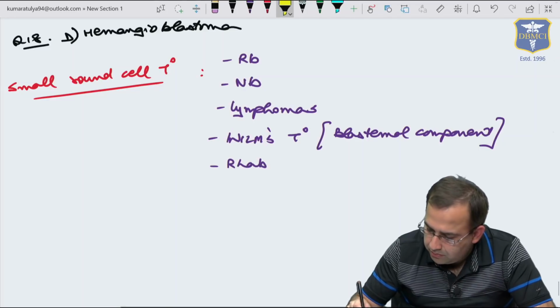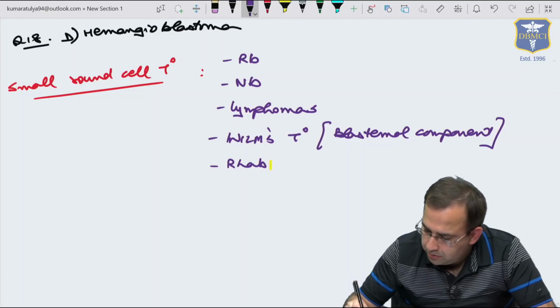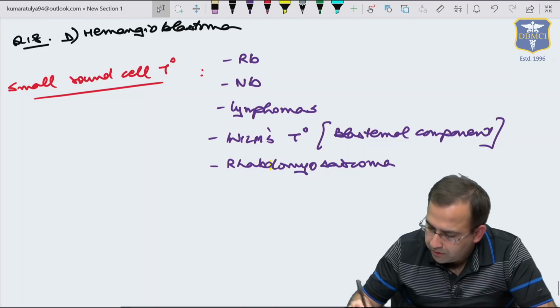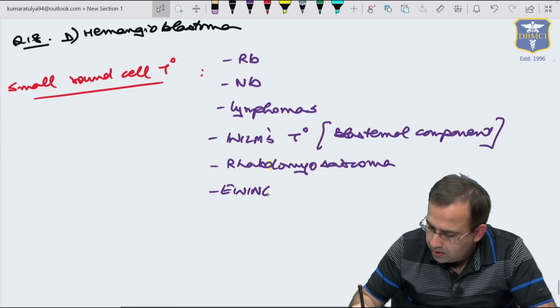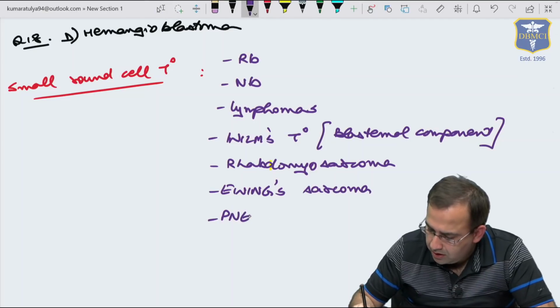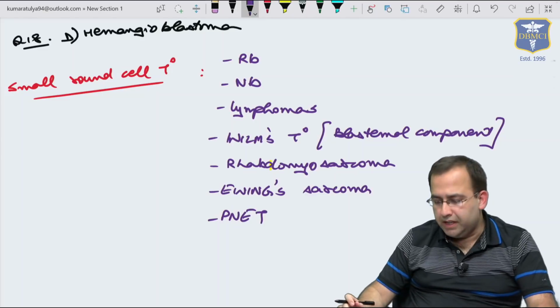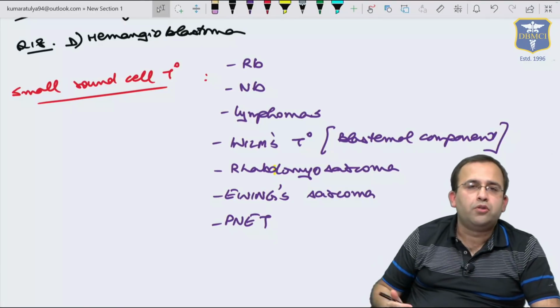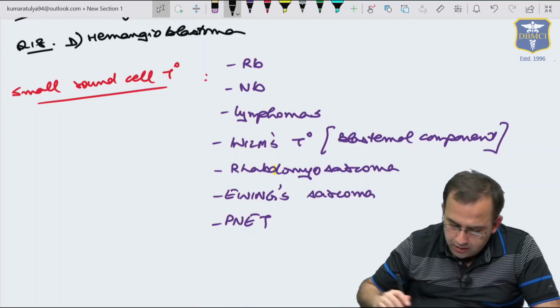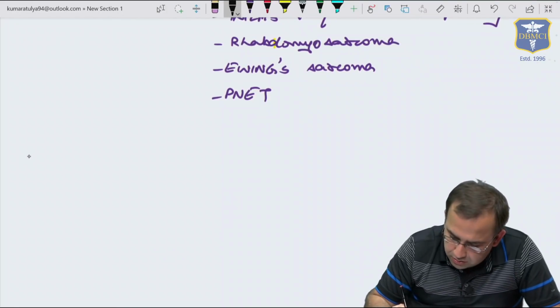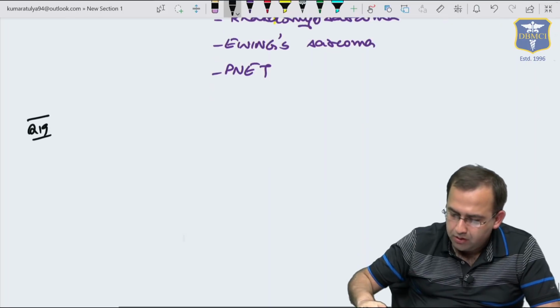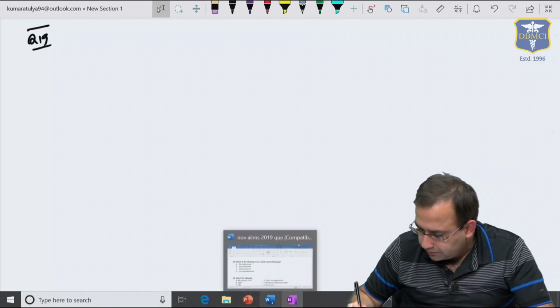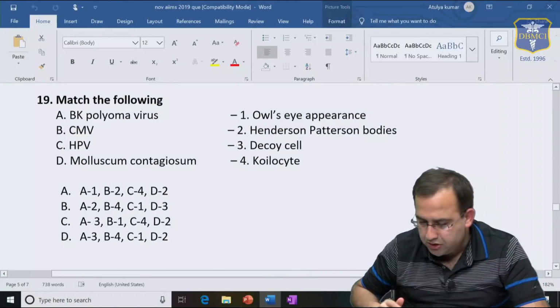Next, rhabdomyosarcoma. Next, Ewing sarcoma, Ewing sarcoma slash PNET. PNET, that is peripheral neuroectodermal tumors. All these are the small round cell tumors. Next, this gets us to question number 19. Match the following.